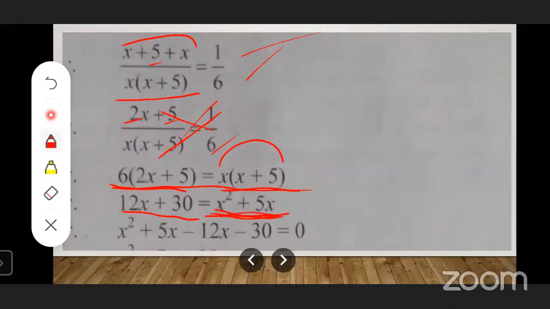Now you are bringing this 12X to the other side. Why? Because we want a positive sign for the X square. So we have kept this as it is, X square plus 5X, and we have shifted this 12X to the other side, so it will become minus 12X. Similarly, we have shifted this 30 also to the other side, and it will become minus. So this is how you will get this equation: X square plus 5X minus 12X minus 30 is equal to 0, right?